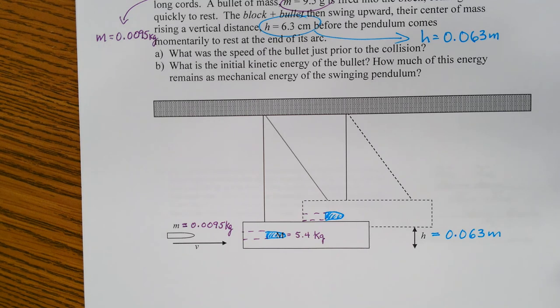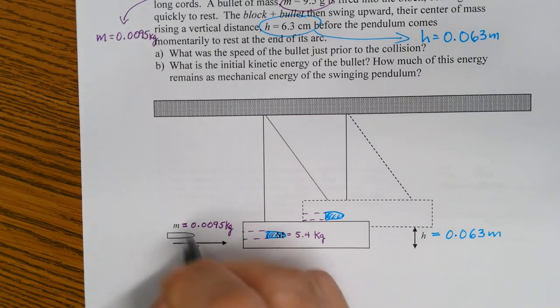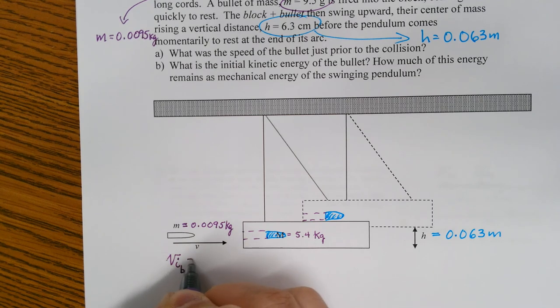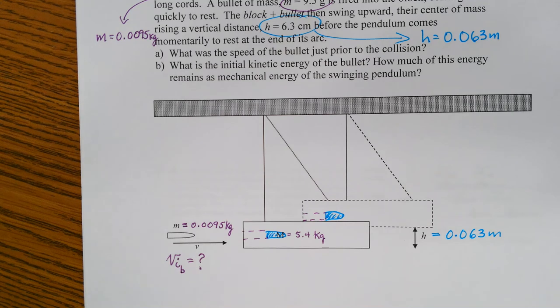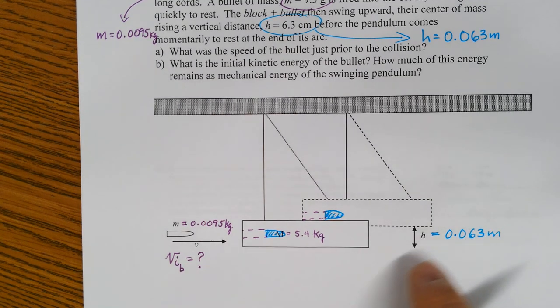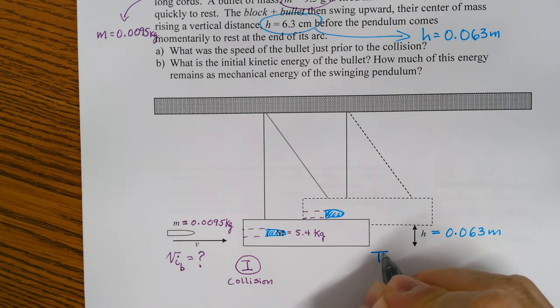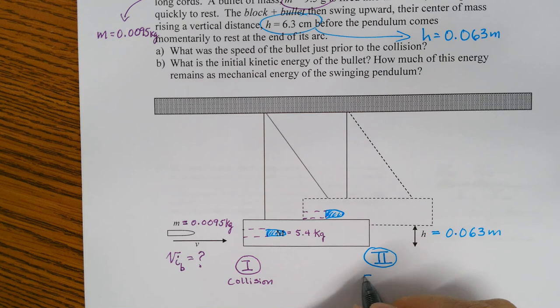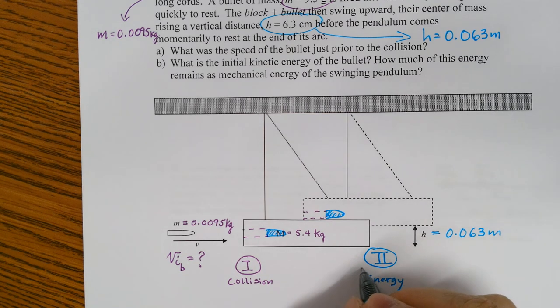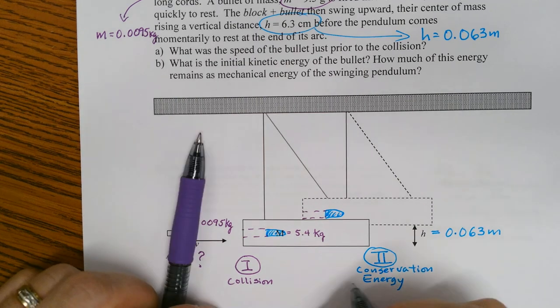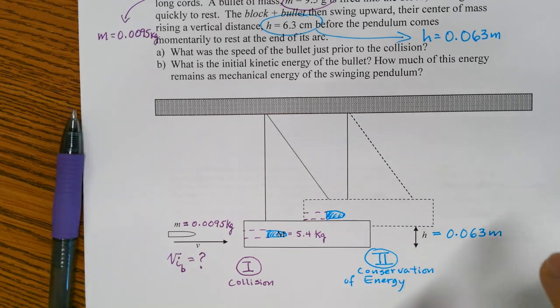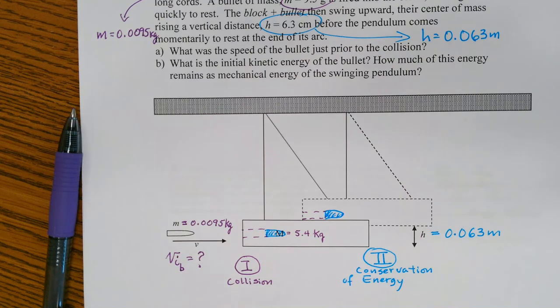Now they're asking, what was the speed of the bullet just before the collision? They want to know what this V initial of the bullet is before it gets embedded inside the block. So this is the ultimate thing that we're looking for, and we're going to have to work backwards to figure it out. I'm going to break this up into phases. Phase one is the collision part, and phase two is the conservation of energy part. So we'll start from here, and then we'll eventually find that.